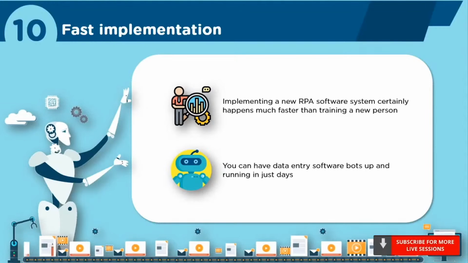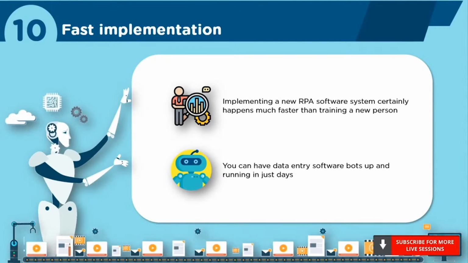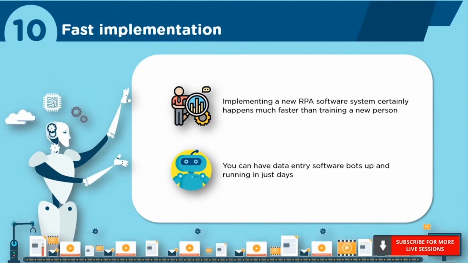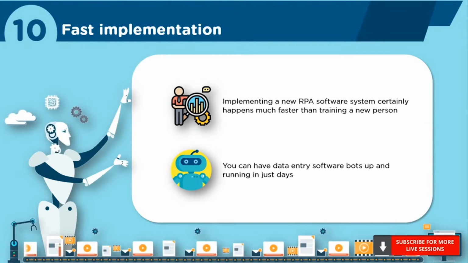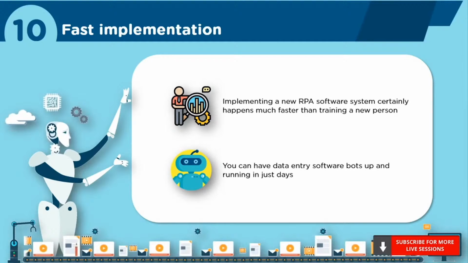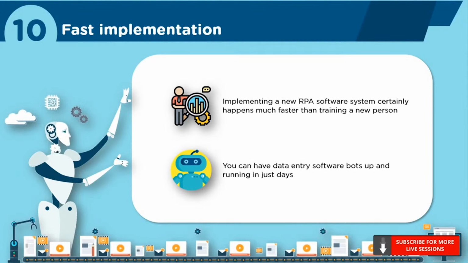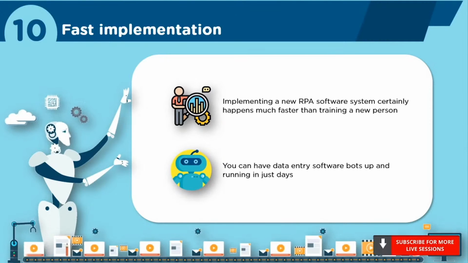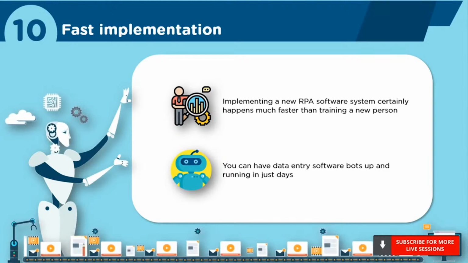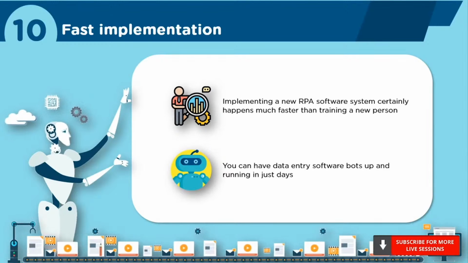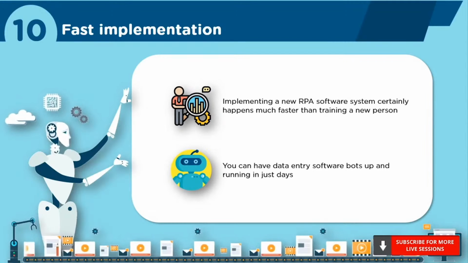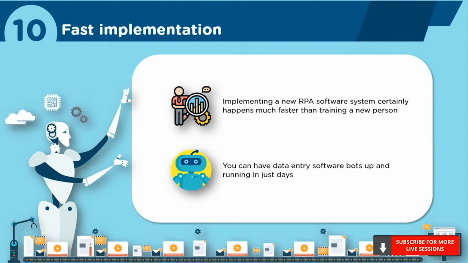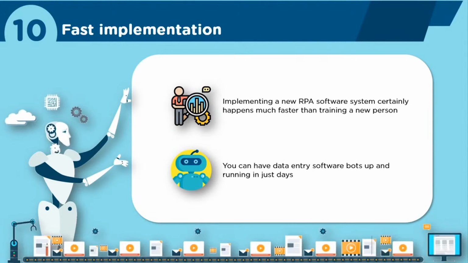So, number 10, fast implementation. Now, getting data entry bots up and running goes quickly. Implementing a new RPA software system certainly happens much faster than training a new person. You can have these data entry bots up and running in just days. In contrast, if you wanted to hire a new human employee, you'd be taking a lot of time sorting out resumes, conducting interviews, going through the entire boring hiring process, and then finally when you find the right person, you'd have to spend time and energy on training them. However, in case of RPA, all of this is countered.